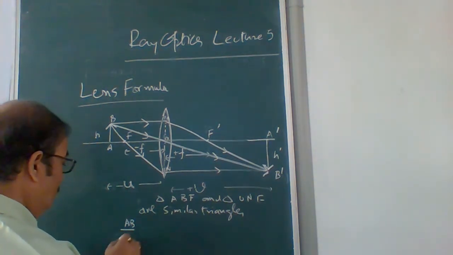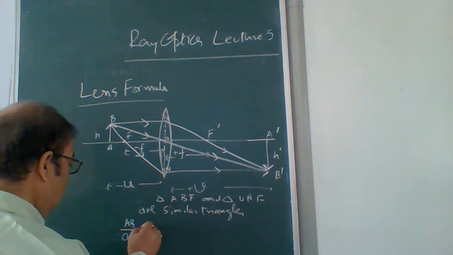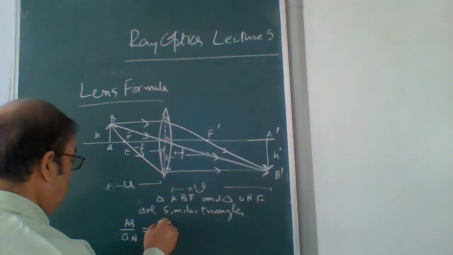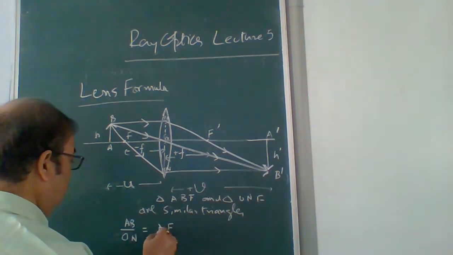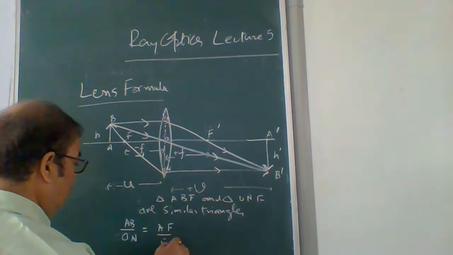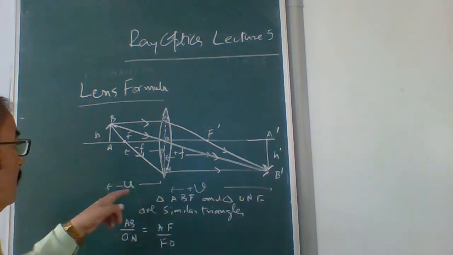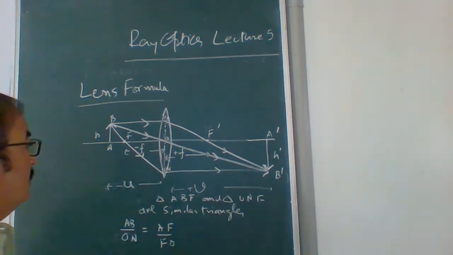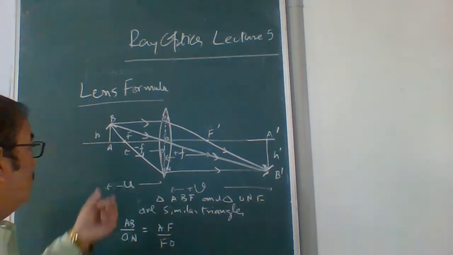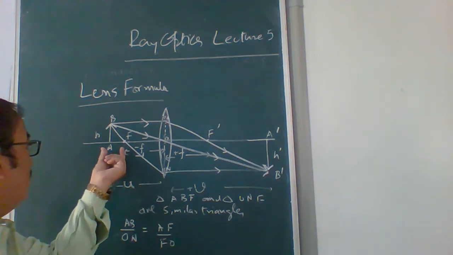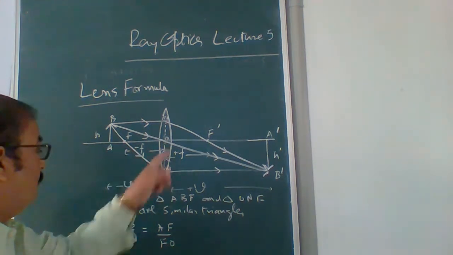AB upon OM, and equal to AF upon FO. Okay, AB upon this one OM, this will be equal to AF upon FO.